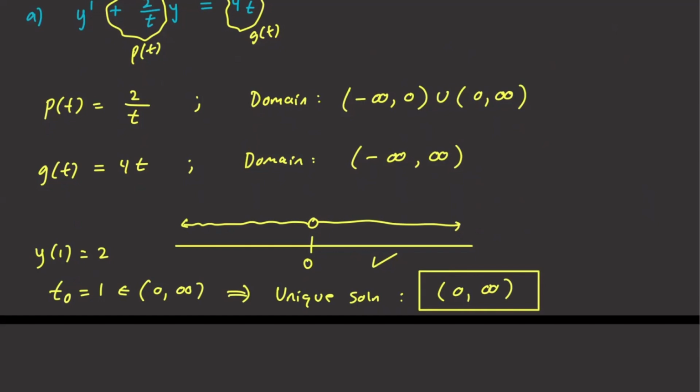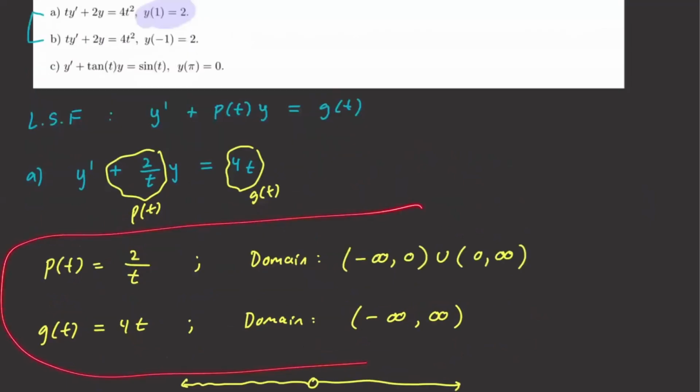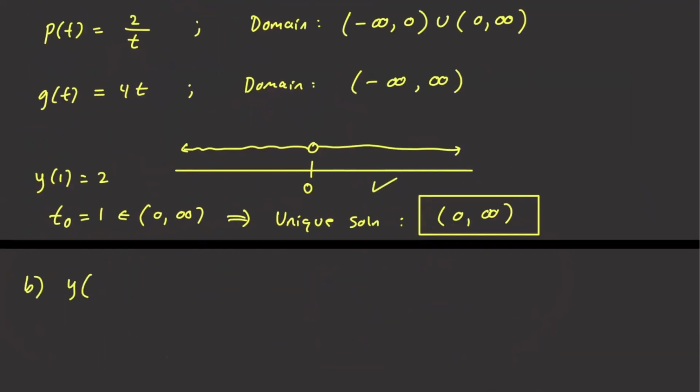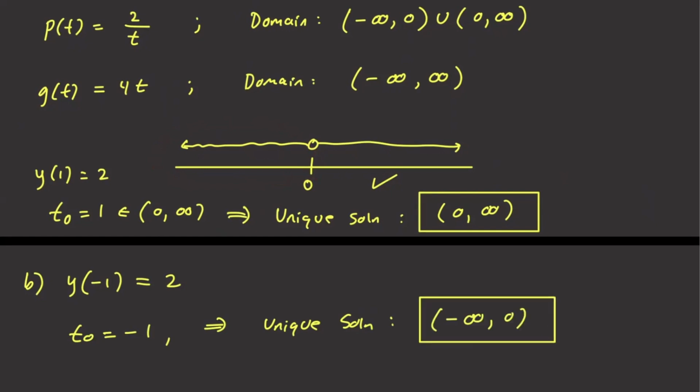Now the second part of this problem. We have the same differential equation, so I can still consider the same domain, but now we're switching the initial condition to y of -1 equals 2. So our initial condition has switched to a negative value for t0. We know now t0 is -1, which means this value is in this interval. That's where we're going to have our unique solution. So this implies we'll have a unique solution for this initial condition on the interval negative infinity to 0. I hope that makes sense, how you're figuring this out.